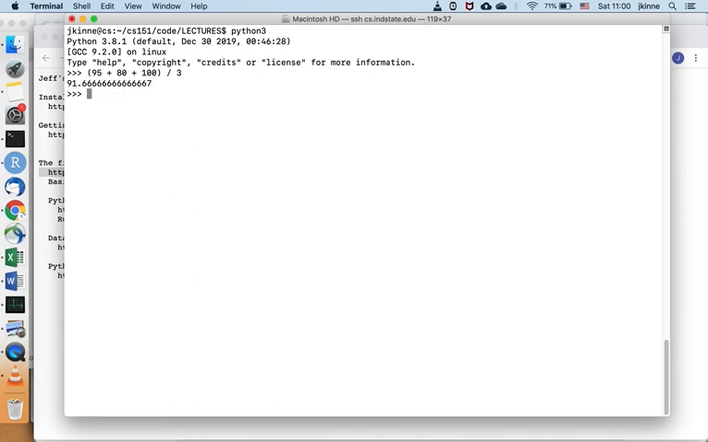Maybe I just want to multiply some numbers, so 5 times 15 times 3. So all the arithmetic stuff that you can do on a calculator is the same. So what is 10 minus 8? 2. What is 8 minus 10? Negative 2. 1 plus 2 times 3.